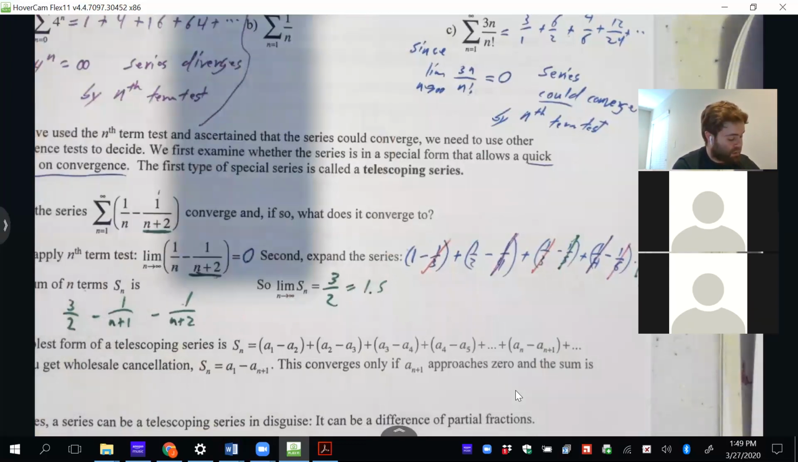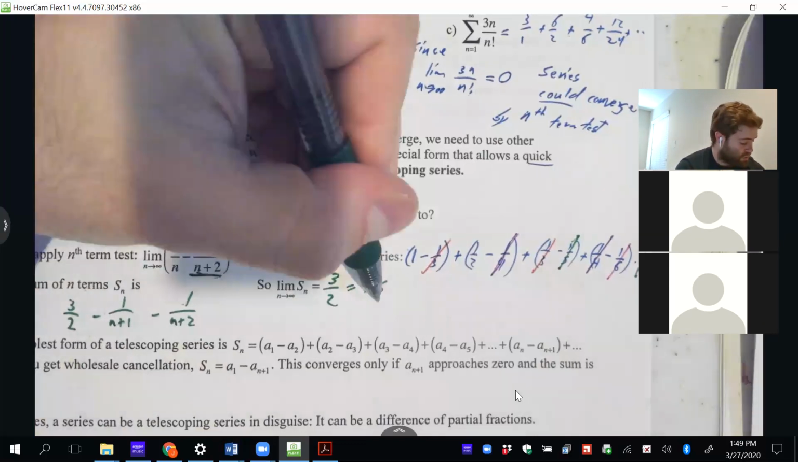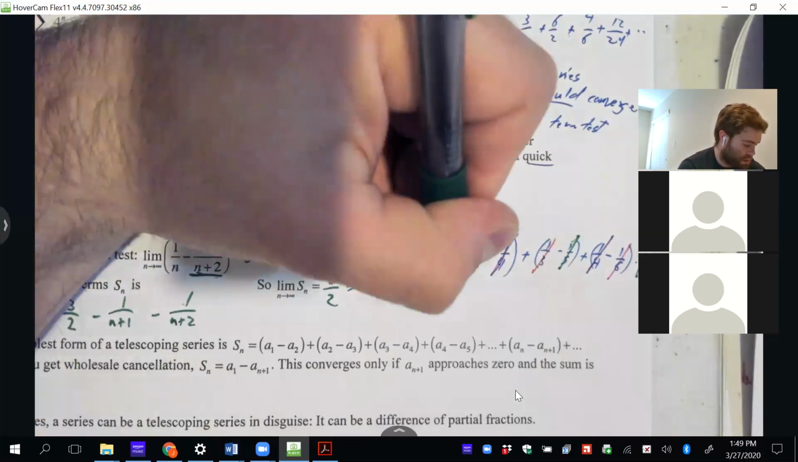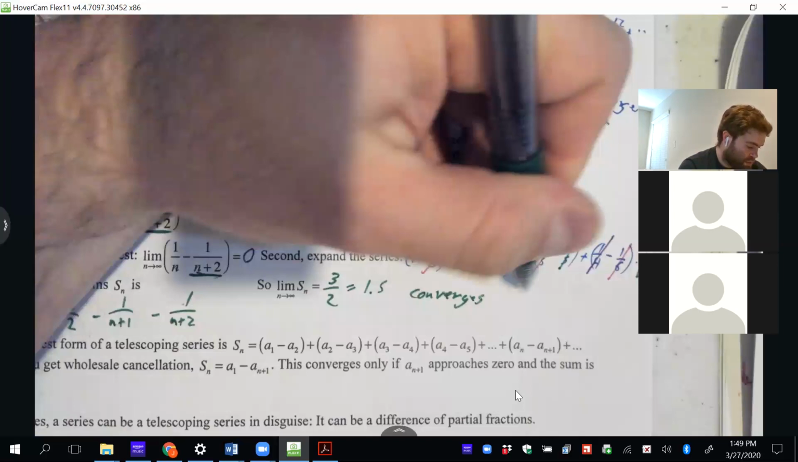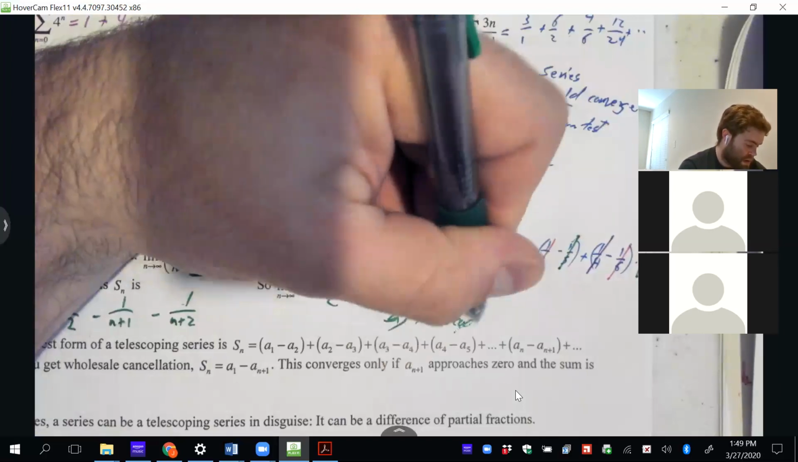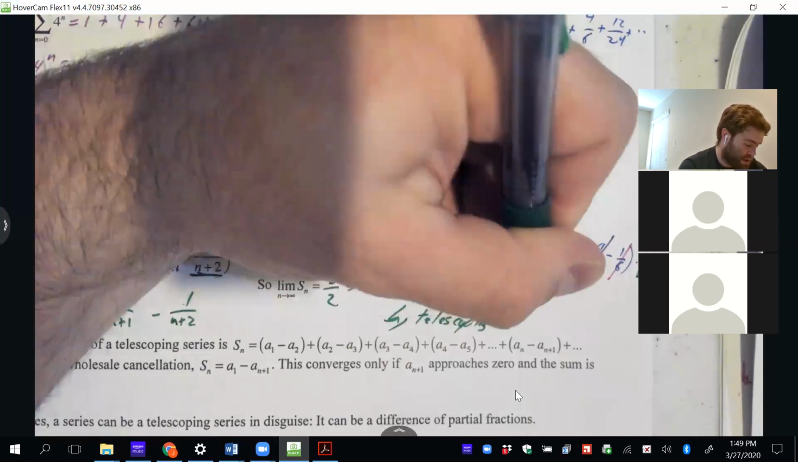So, Mr. Henry wouldn't stop right here. I do need to say that it converges to this value. It converges by telescoping series test.